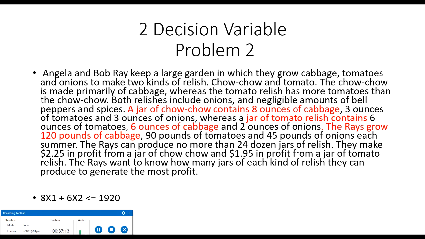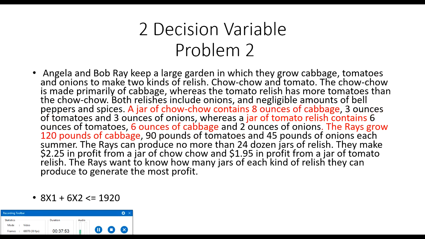Once we've reached this point, it becomes relatively simple. What we have to do now is write our equation as I've done at the bottom. 8X1, 8 ounces per chow chow, plus 6X2, 6 ounces per tomato relish, must be less than or equal to 1,920, which is the total number of ounces of cabbage available to us. That's what we've done so far.